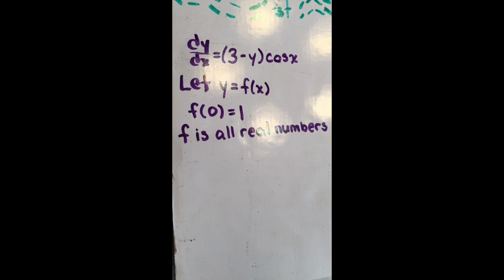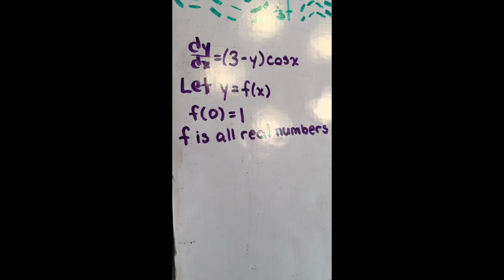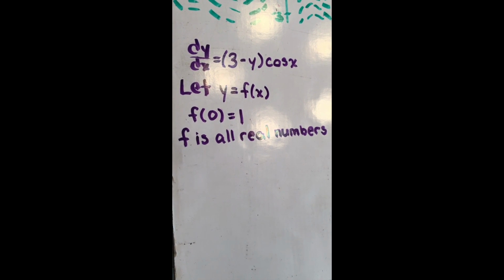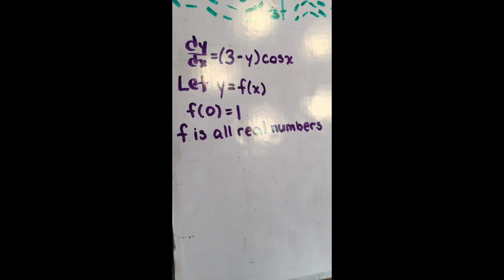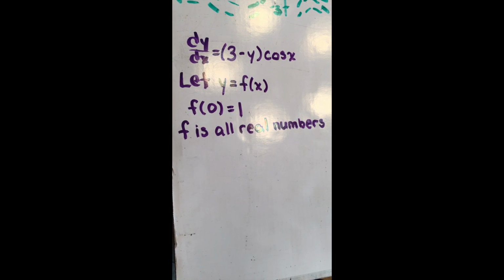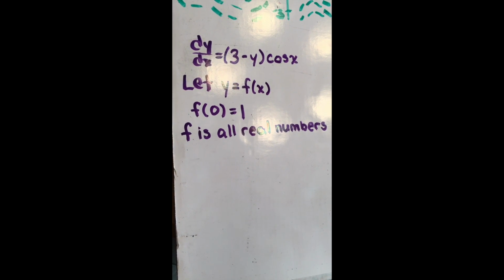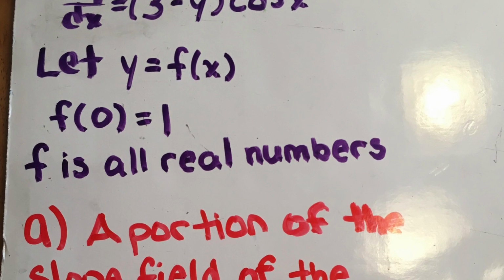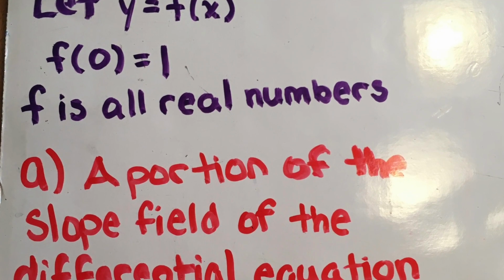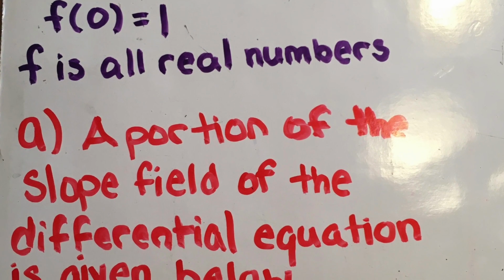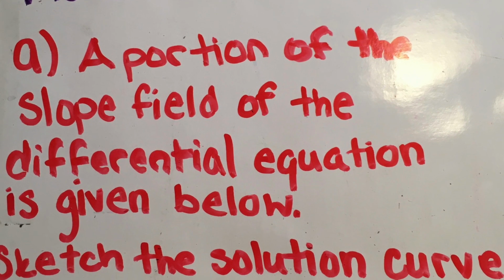Consider the differential equation dy/dx equals (3 minus y) times cosine of x. Let y equal f(x) be the particular solution to the differential equation with the initial condition f(0) equals 1. The function f is defined for all real numbers. Part A reads, a portion of the slope field of the differential equation is given below. Sketch the solution curve through the point (0, 1).